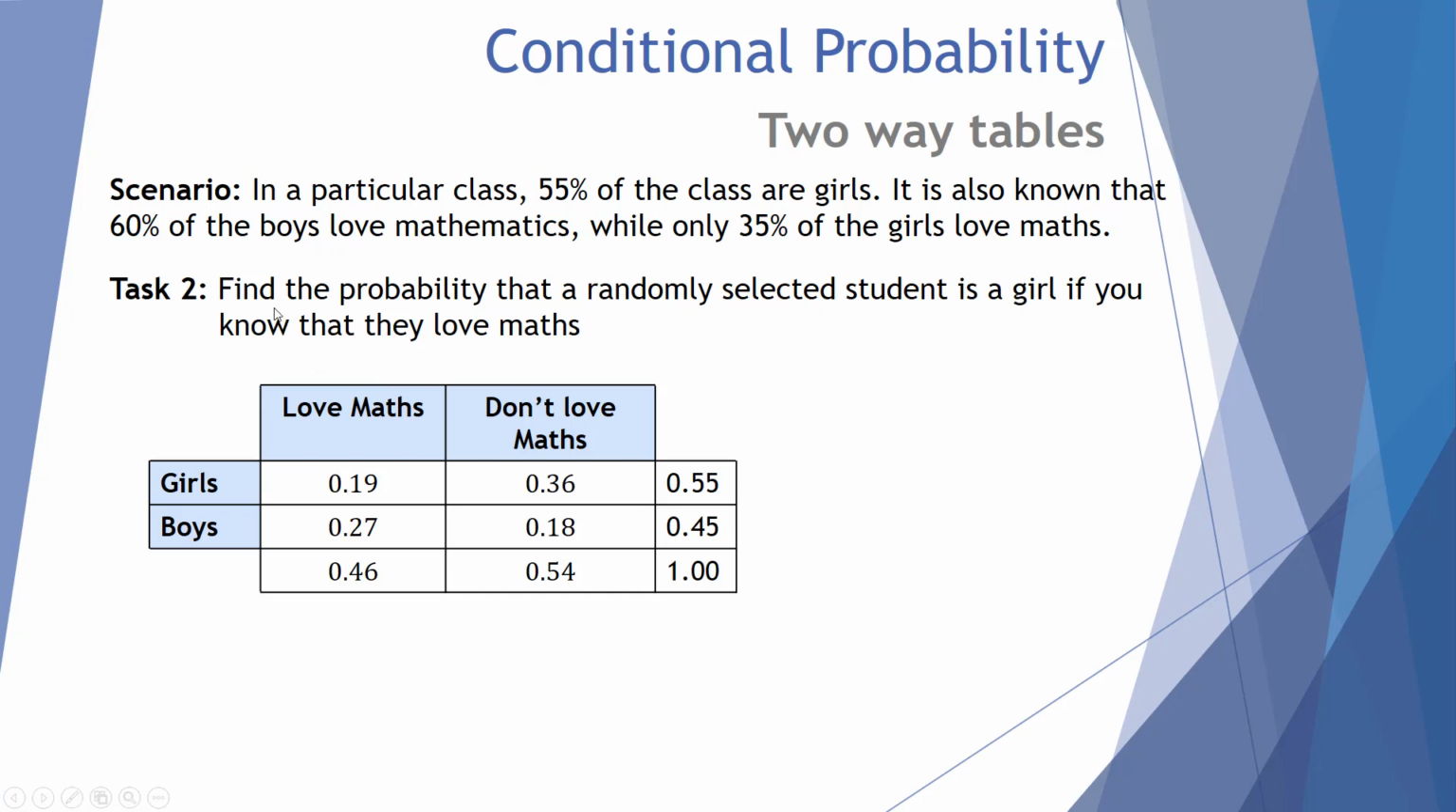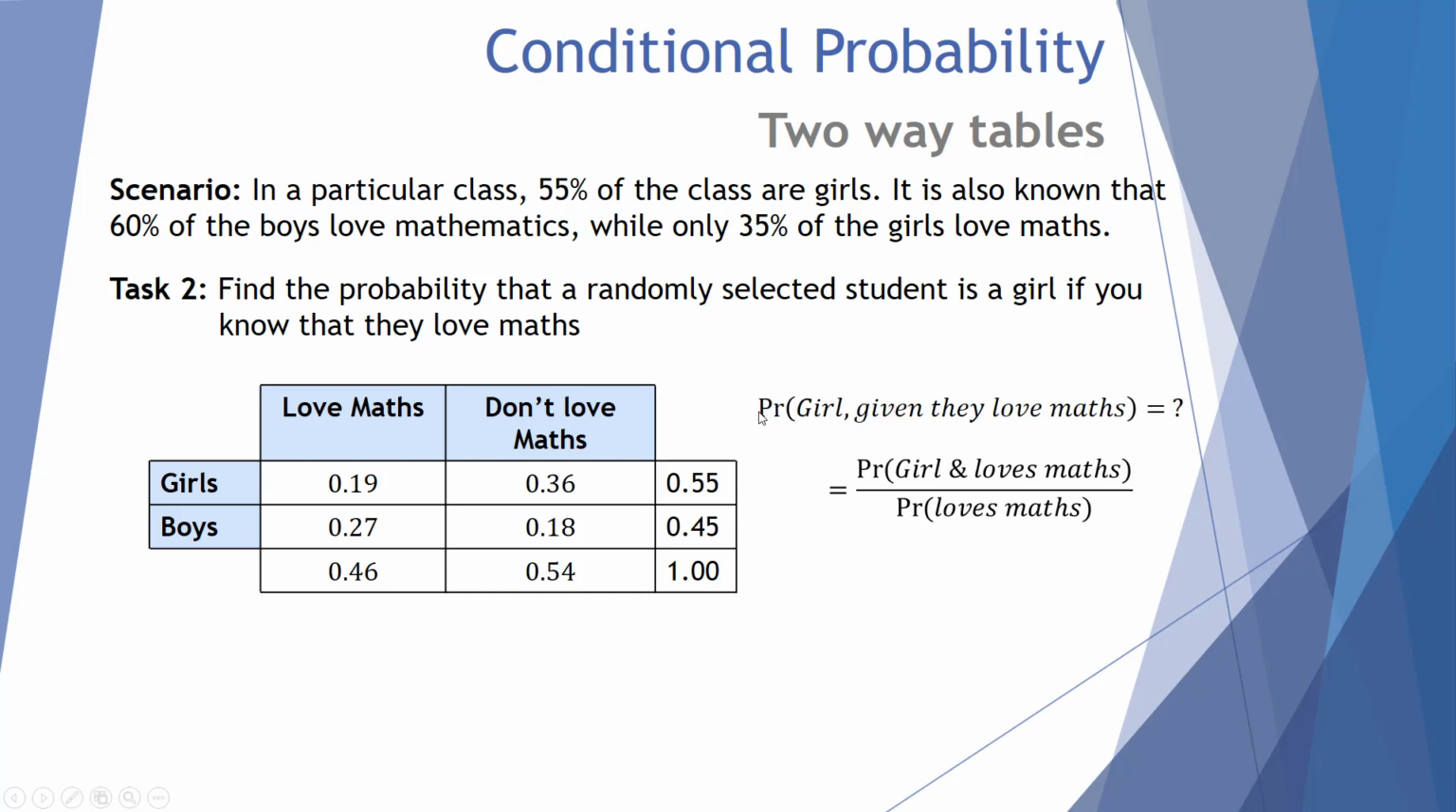Let's try a problem. Let's find the probability that a randomly selected student is a girl if you know they love mathematics. So this is conditional. We're trying to find out what's the chance of selecting a girl if we know they love mathematics. So first of all, the probability of a girl being selected given they love maths is the probability of the girls being selected and that they love mathematics divided by the probability of those students that do love mathematics. Okay, it's the probability of A and B divided by the probability of B alone.